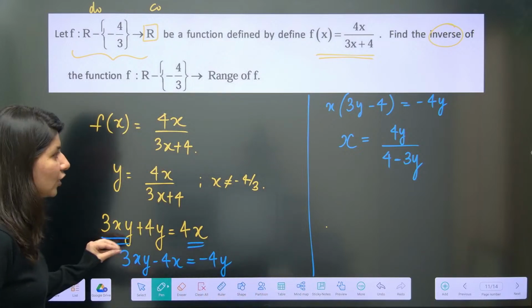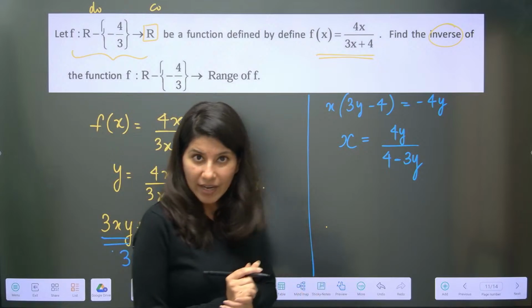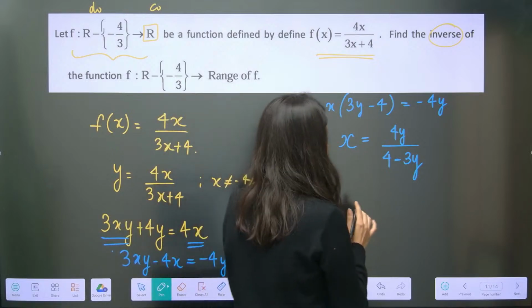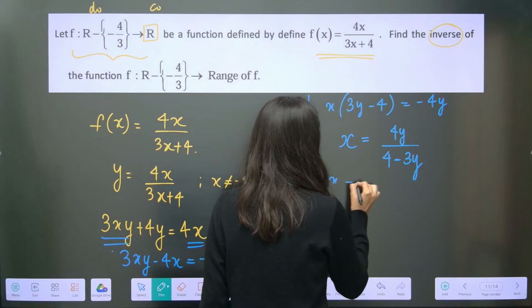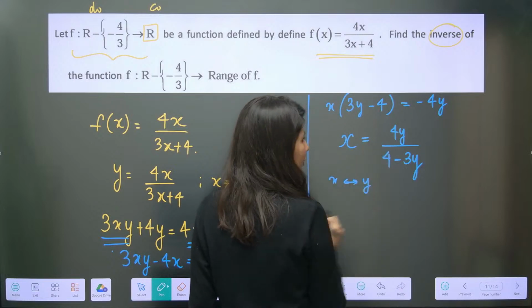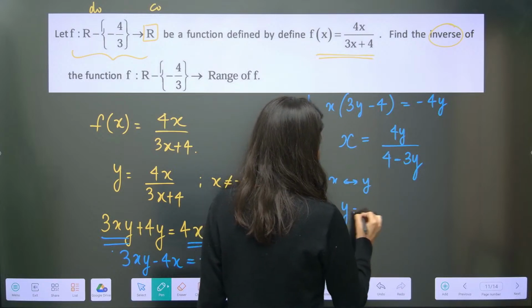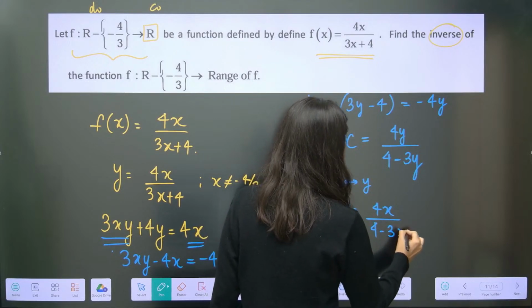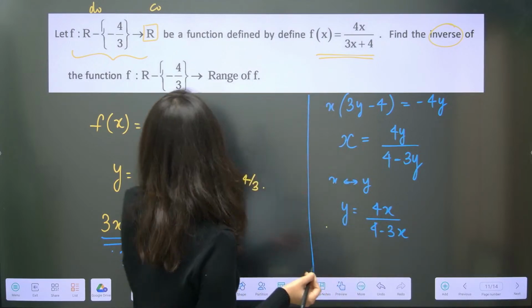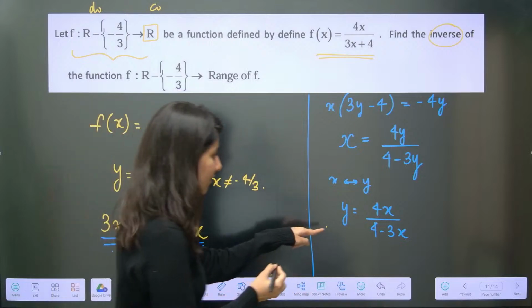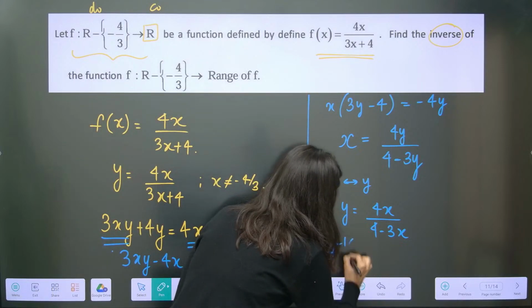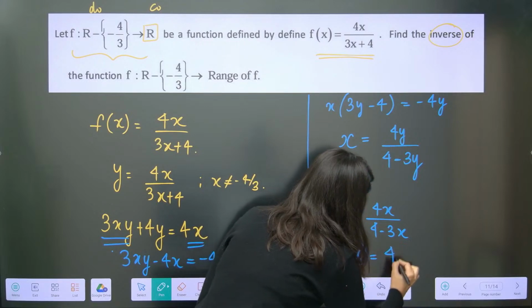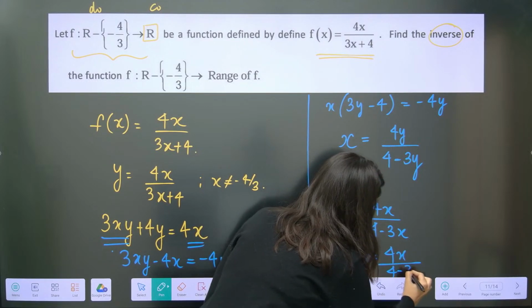Okay. So this is your step number 1, getting the value of x completely in terms of y. Now what you have to do is interchange x and y. So the interchange will happen over here. So y will be equal to 4x upon 4 minus 3x. And this is, by the way, your inverse of f. So this is your f inverse of x, which is 4x upon 4 minus 3x.